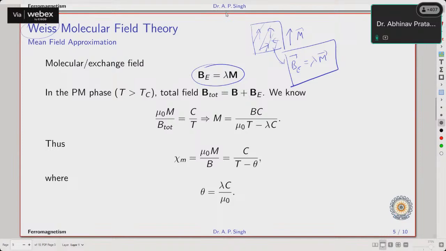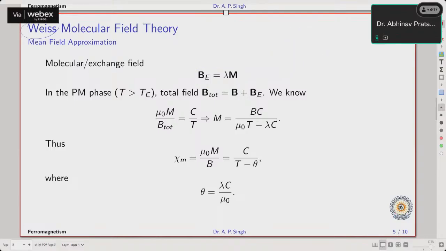We will see that if we take this very simple assumption, that there is a molecular field inside your ferromagnetic material, okay, and that is proportional to the magnetization of the material. We don't know right now what is the origin of this field. I'll talk about the origin of this field later on, but for the time being we'll assume that there is such a field. So if there is such a field, and if we are talking about the paramagnetic phase, that means when the temperature is greater than the critical temperature, what happens in that case?